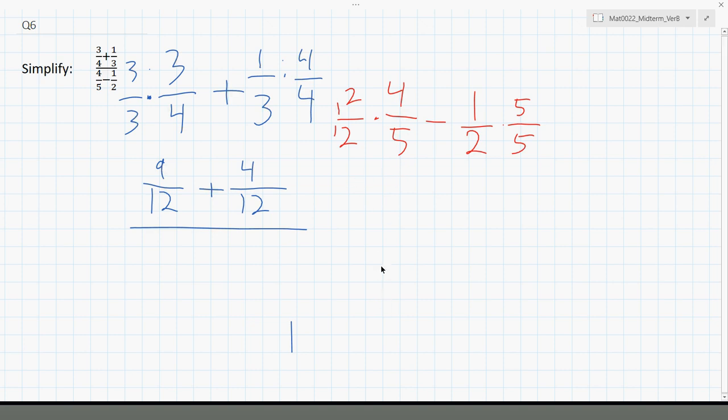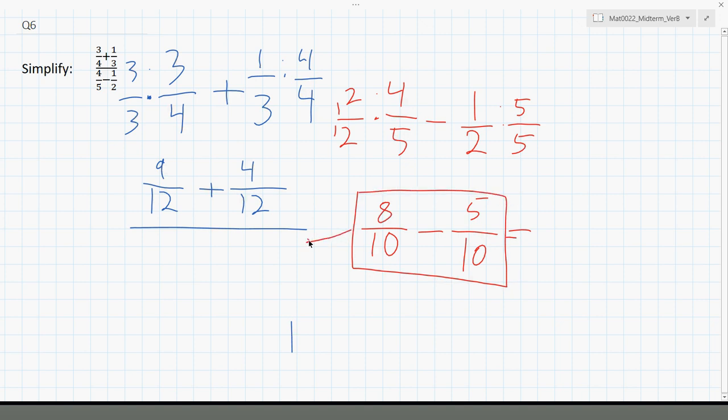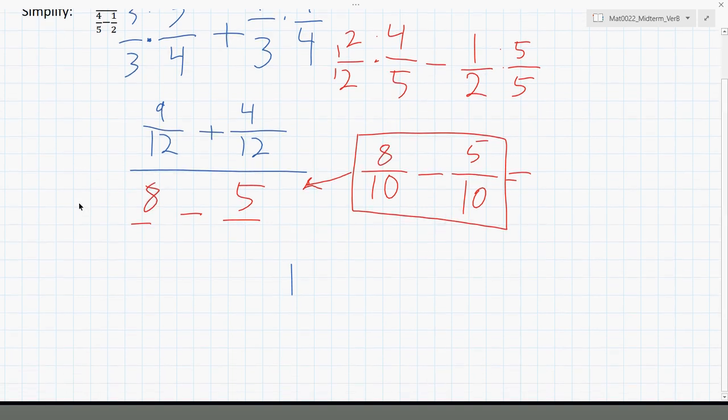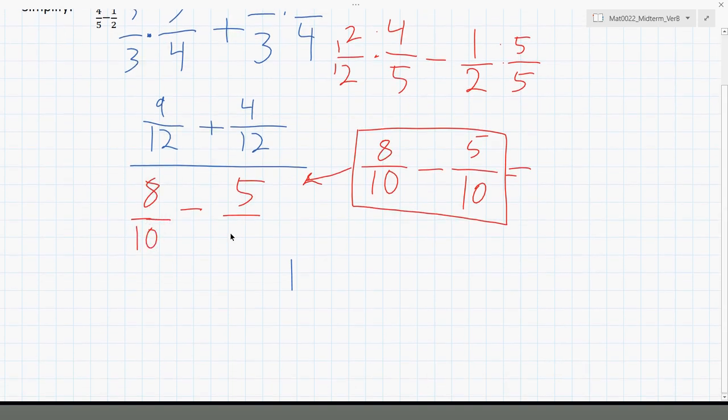So then we'll do 2 times 5, which will be 10. And then we'll do 2 times 4, which will be 8, minus 1 times 5, which is 5, over 10. And that will equal... I could start doing all these numbers, but here's the fun part. We're going to take this whole section here and put it underneath. 8 minus 5 over 10 each.